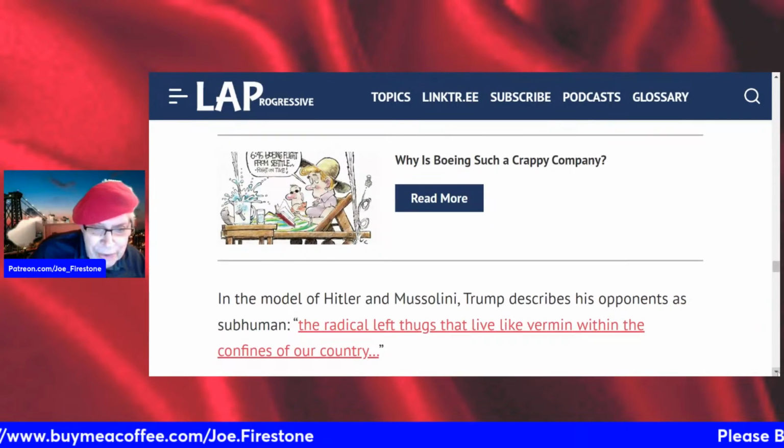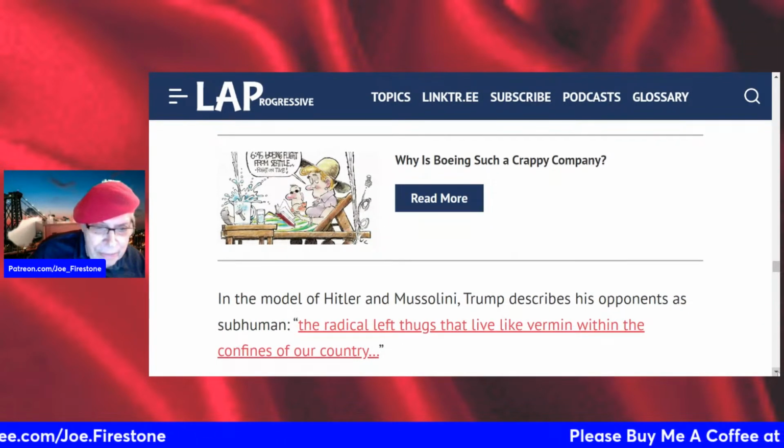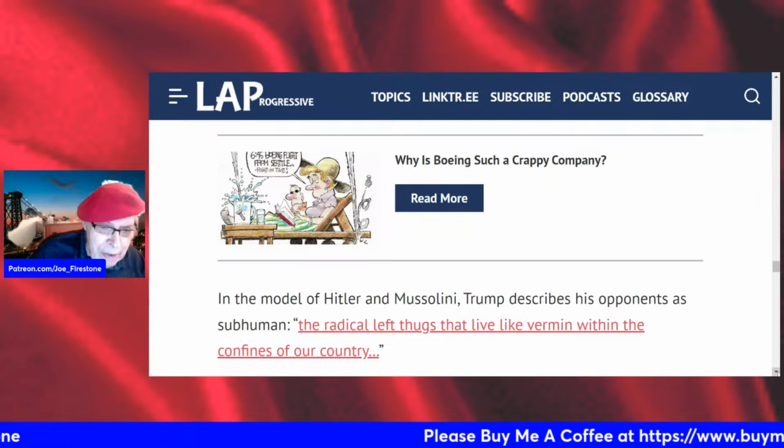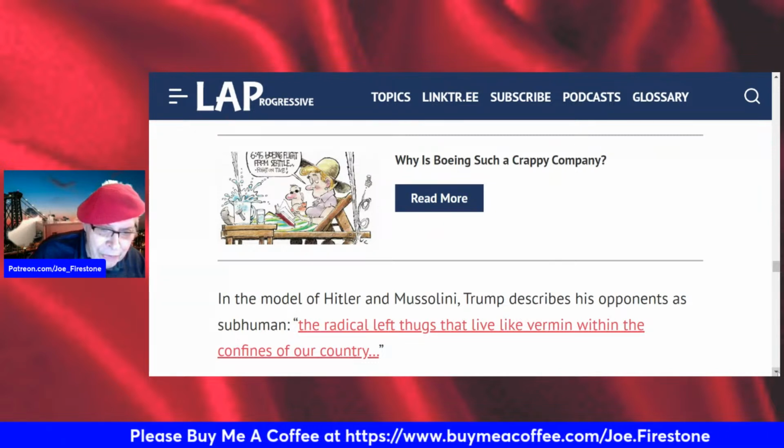In the model of Hitler and Mussolini, Trump describes his opponents as subhuman. Quote, the radical left thugs that lived like vermin within the confines of our country, quote.